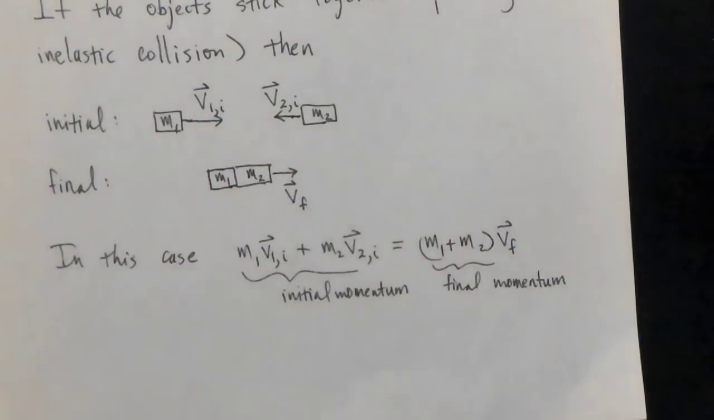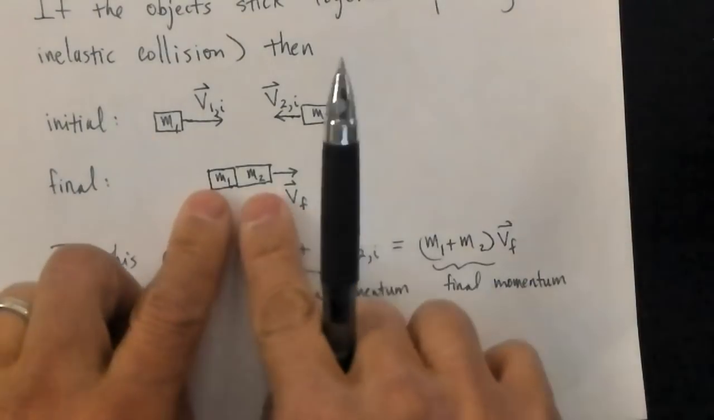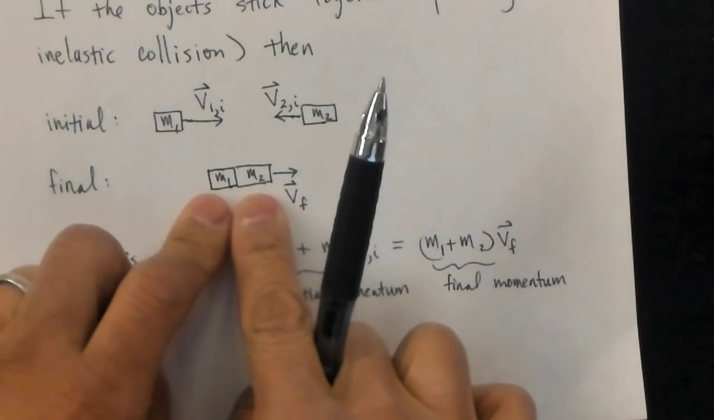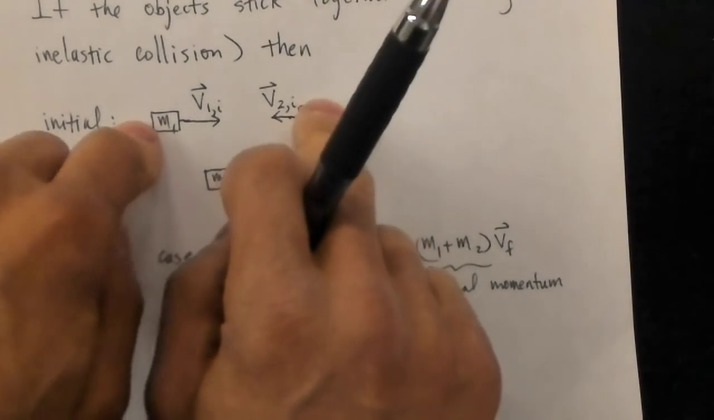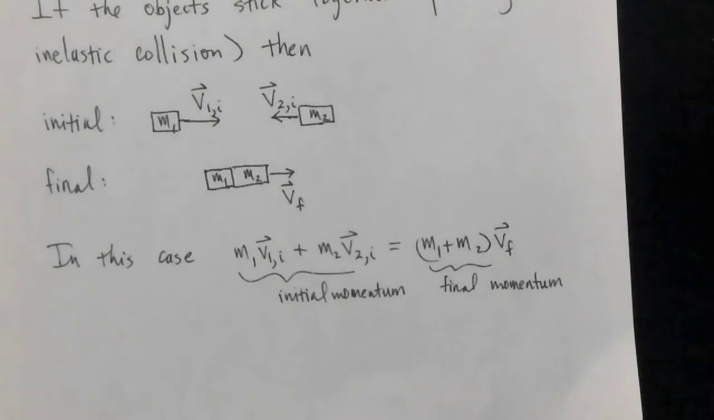Okay. Now, if you had sort of an explosion problem, it's the other way around, where this is the initial configuration where it's all one object together. And then the final case is you have these things flying apart. Okay. Any questions about this? Questions at all?